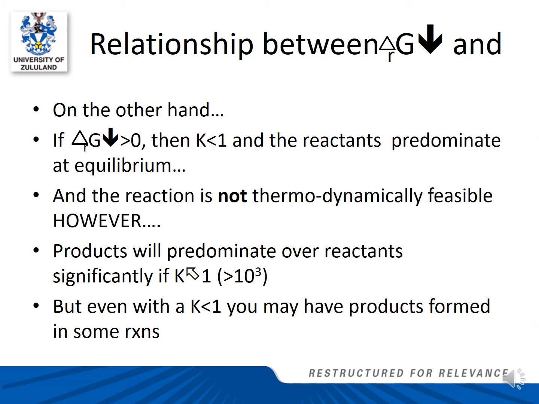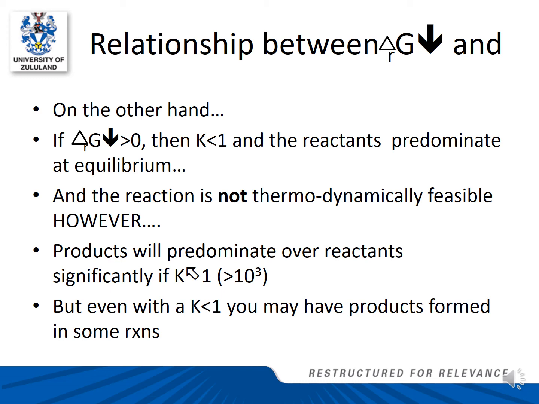Still talking about the relationship between the reaction Gibbs energy and the equilibrium constant, there are also some points that we must take into consideration. If the reaction Gibbs energy is greater than 0, it means the value of the equilibrium constant is less than 1, and the reactants will predominate at equilibrium. This reaction is not thermodynamically feasible.